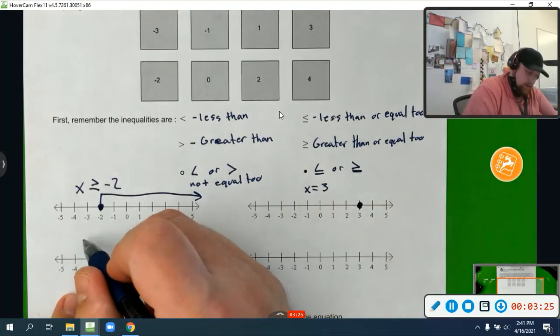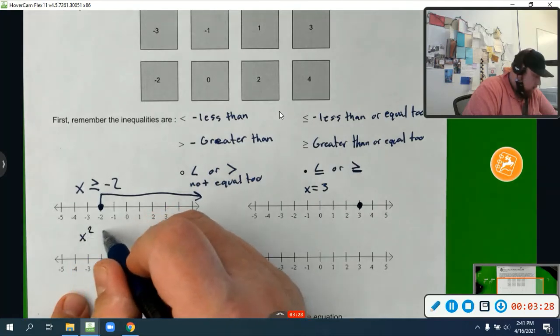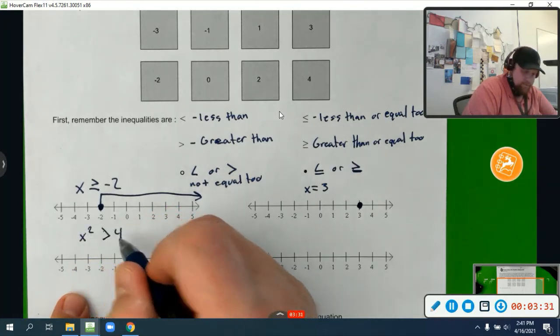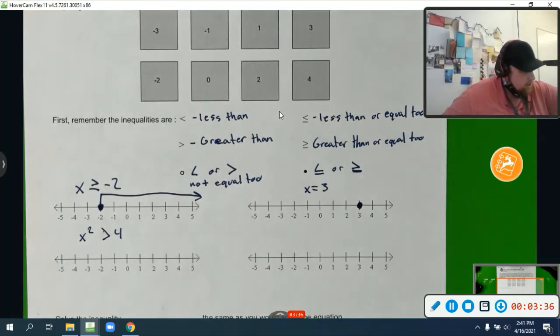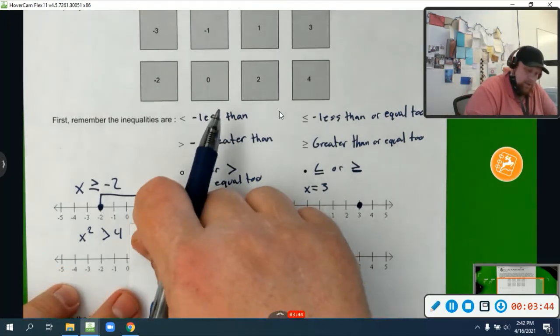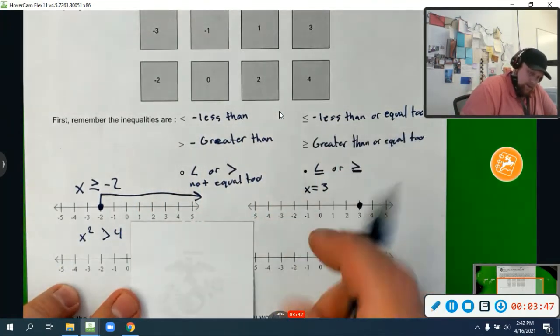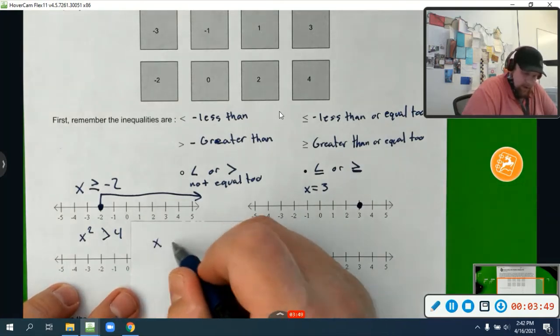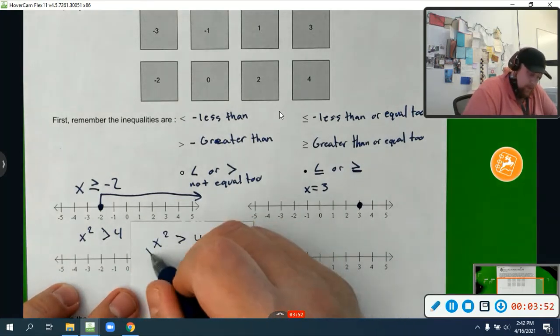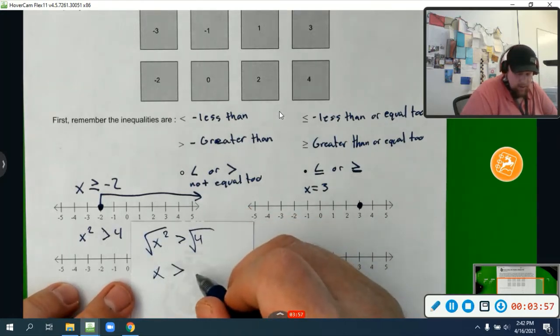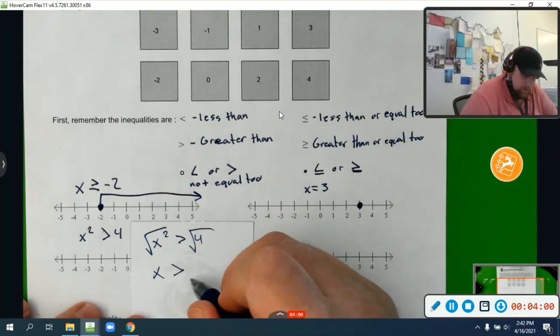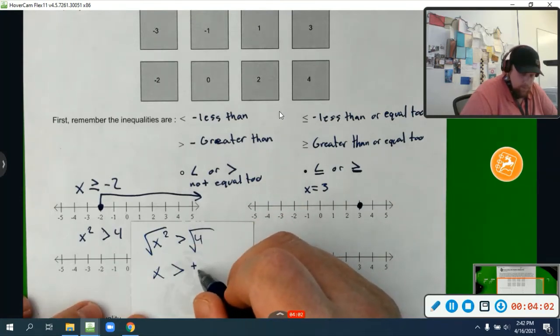Let's try x squared is greater than 4. This one's actually more challenging. So, I'm going to do a little sticky note. You can work it out on the side somewhere, maybe on a side piece of paper, but I want to show you this. We'll talk more about this at a later date, but check it out. If I have x squared is greater than 4, I could take the square root of x squared, and I would have x is greater than 2, right?